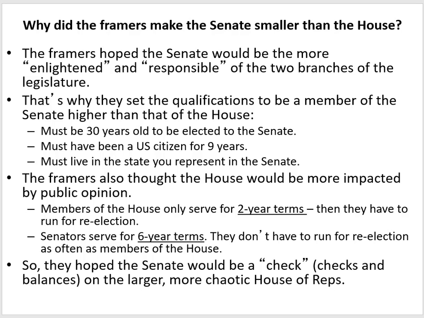Now, the framers also thought the House would be more impacted by public opinion, so a little closer to the people. In that case, the members of the House only serve for 2-year terms.